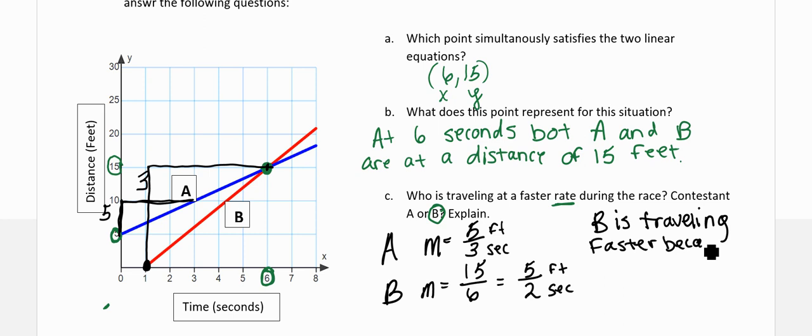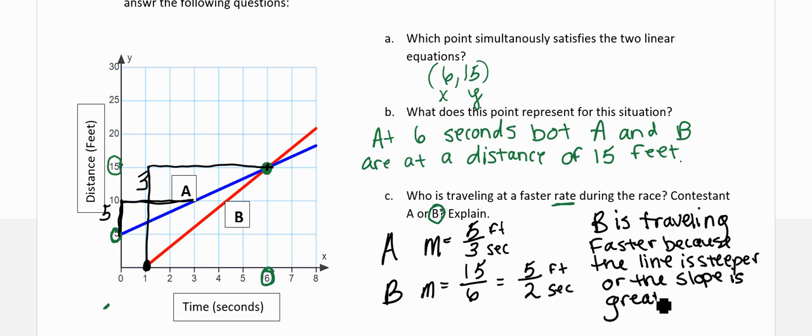Because the line is steeper, or the slope is greater. Or you could say the rate of change is greater.